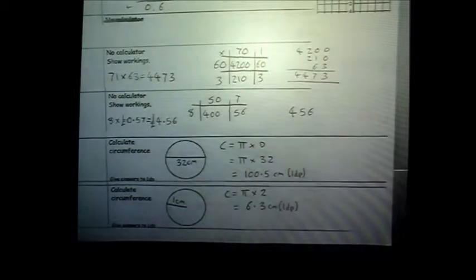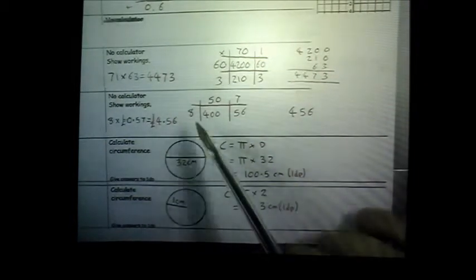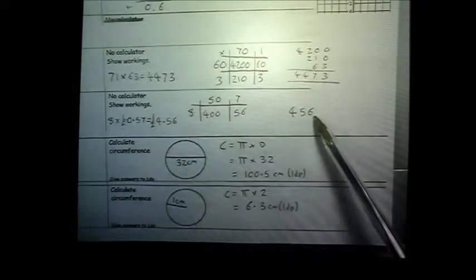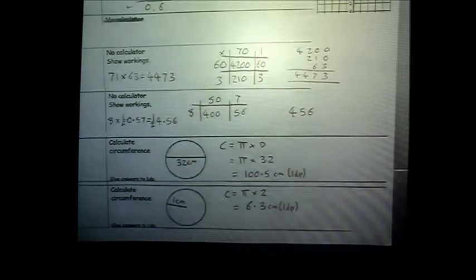Next one, again, no calculator, show your workings. 8 times 57p. So what I've done is 8 times 57p. There you go, 456p. So obviously that's going to be £4.56.